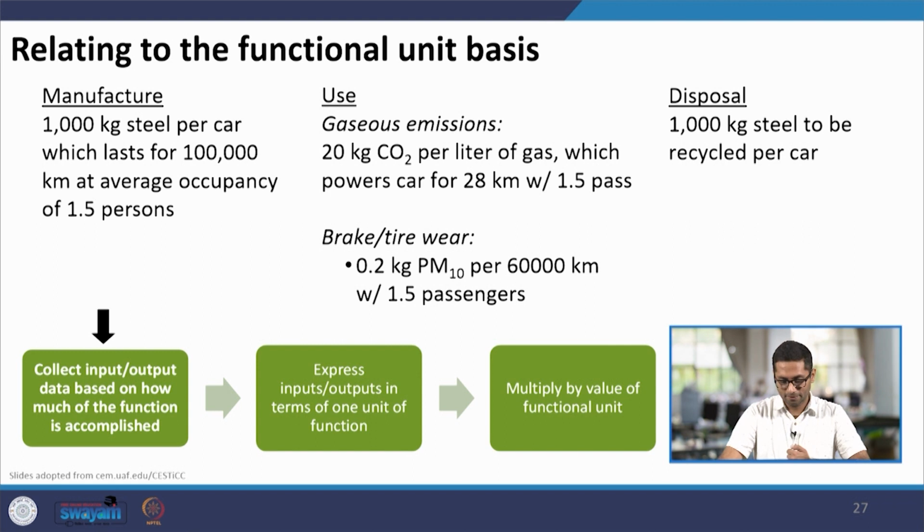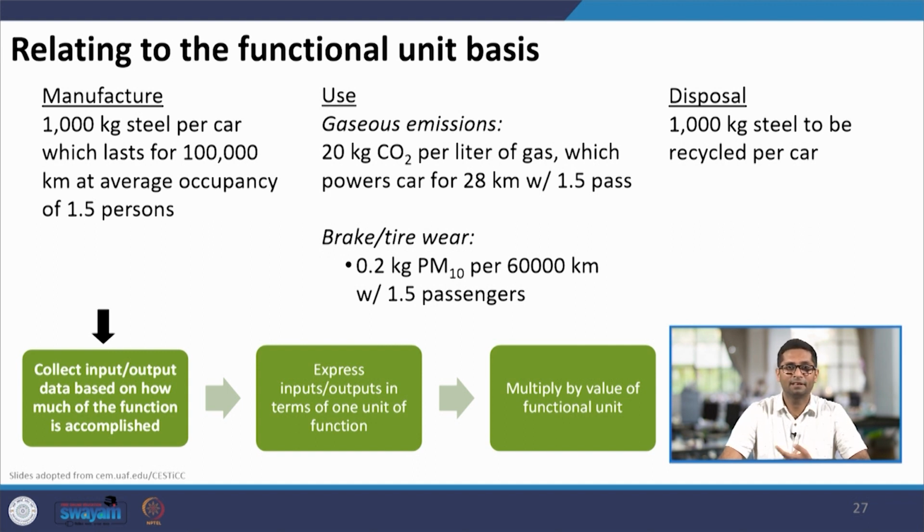And the typical mileage of the car that I have taken, on the higher side, maybe 28 kilometers per liter. Gas here is another acronym that is used for petrol, and again I am assuming it will be carrying 1.5 passengers. Further, there would be some particulate emissions because of the wear and tear that is happening in the brakes as well as the tires, and this would be very small in amount.